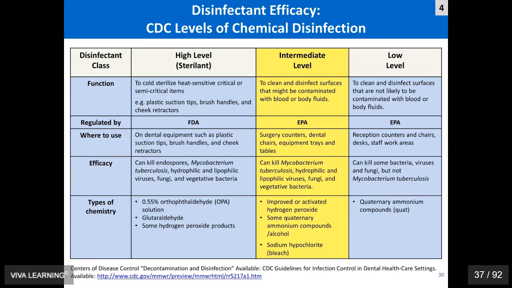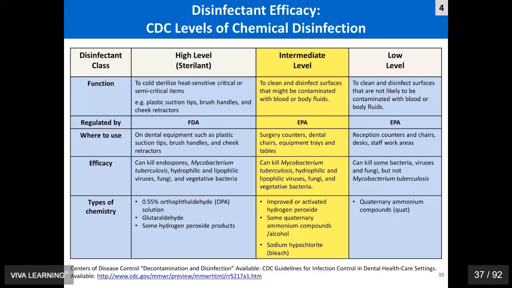And you can see here, high levels are regulated by the FDA. The other 2 are regulated by the Environmental Protection Agency. And again, we mention here where you might use these things. For example, the low level, that's where you'd use on a reception counter, on dental chairs, chairs out in the waiting room, staff work areas.